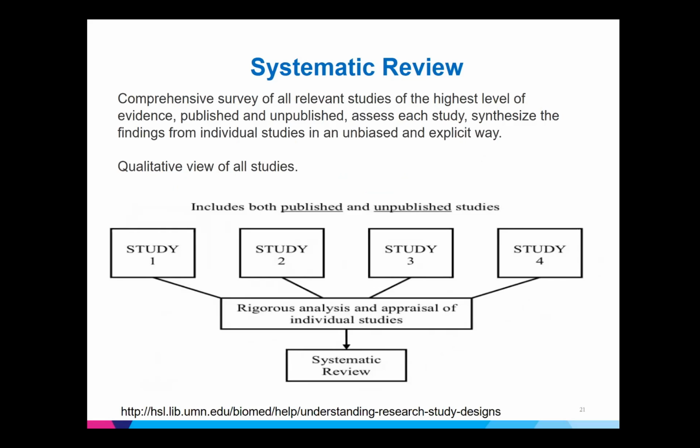Gray literature, Nadine, great. So with a systematic review, now you're looking at both published and unpublished work, and you are even looking at abstracts from meetings, such as ATS and the American Society of Hematology. So it's a little bit more unbiased.